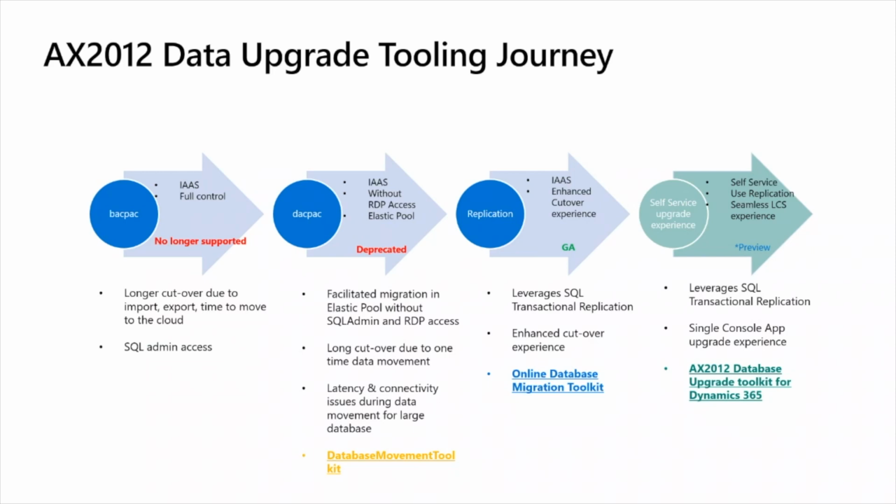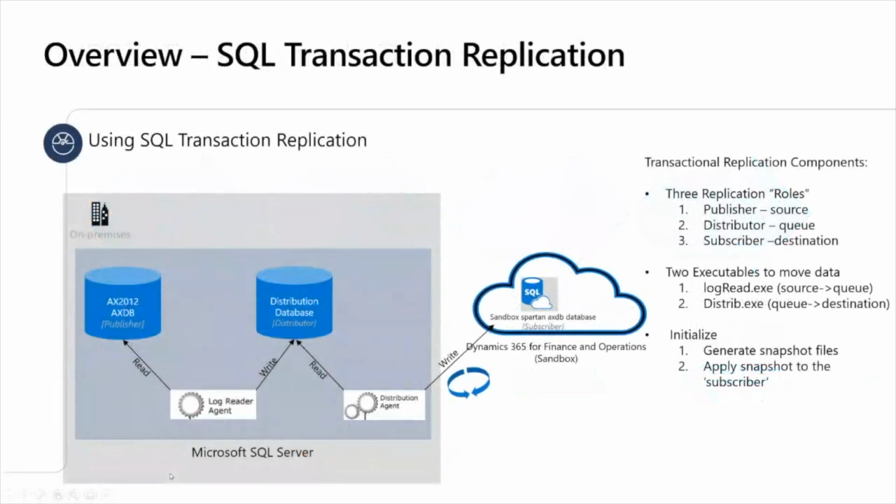This toolkit is in public preview, and we target to move this to GA or general availability pretty soon, by end of this month. So some of the key takeaways are basically we recommend customers to use AX2012 database upgrade toolkit moving forward that runs on self-service environment. So I'll move forward and talk about some of the SQL transaction replication capabilities, right?